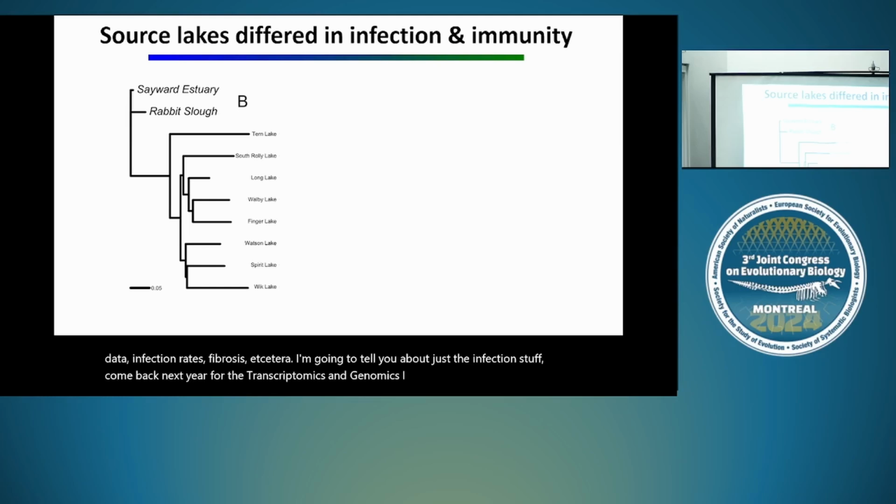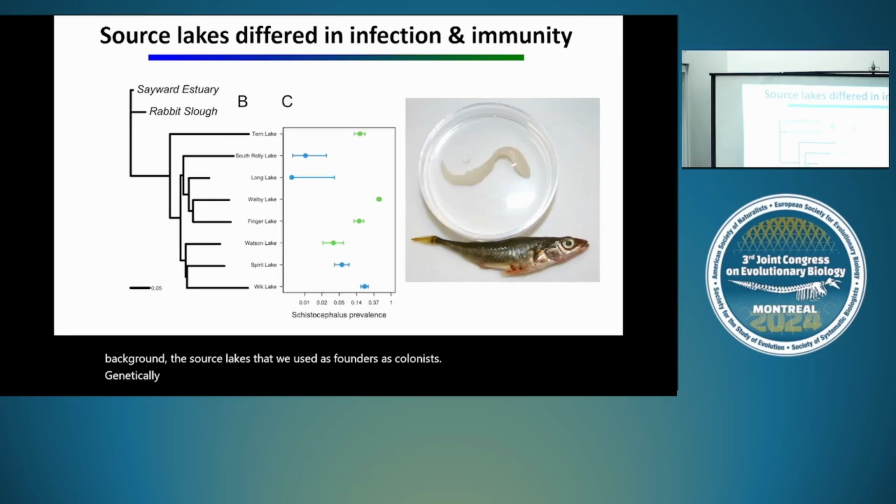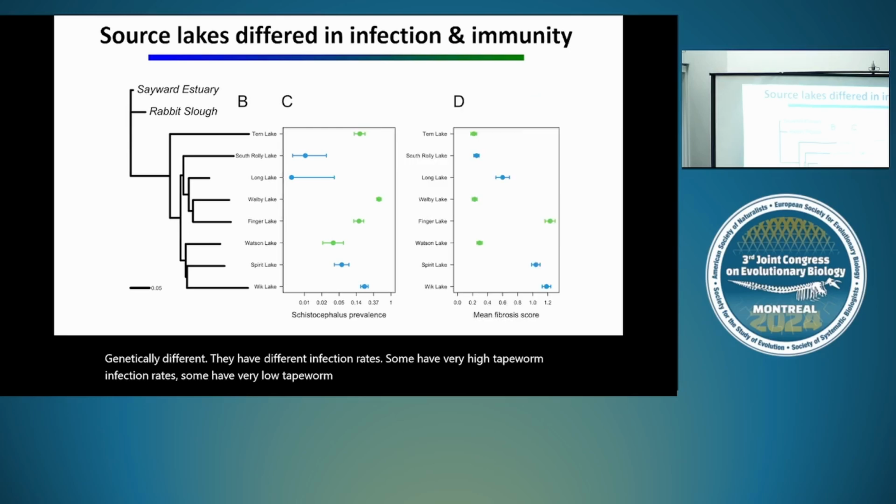So a couple of bits of background. The source lakes that we used as founders, as colonists, are genetically different. They have different infection rates. Some have very high tapeworm infection rates. Some have very low tapeworm infection rates. They also differ in fibrosis. We have high fibrosis populations. We have low fibrosis populations.